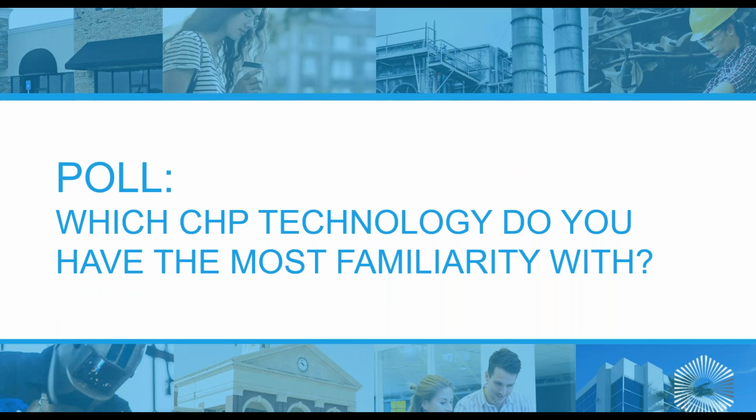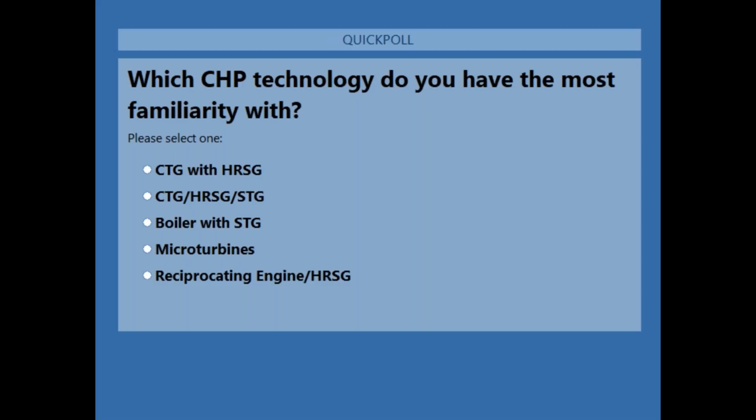So this poll, we're asking which CHP technology do you have the most familiarity with? All right, thank you, Mike. I'll be launching that here right now. Which technology do you have most familiarity with? We'll have this open for about a minute. Please select one: CPG with HRSG, SCG, boiler with SCG, microturbines, or reciprocating engines, HRSG.